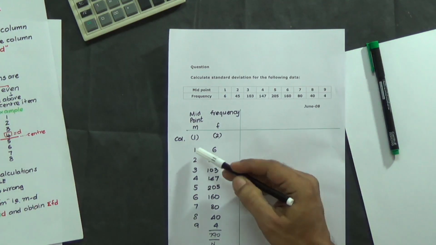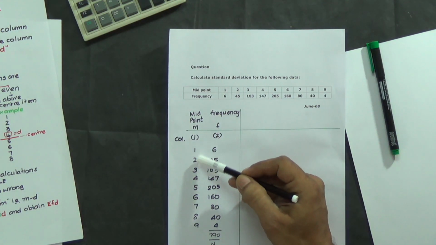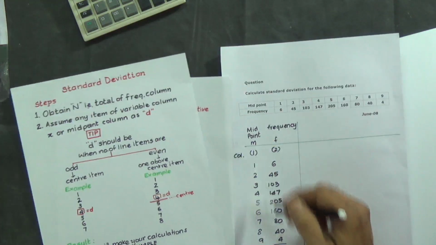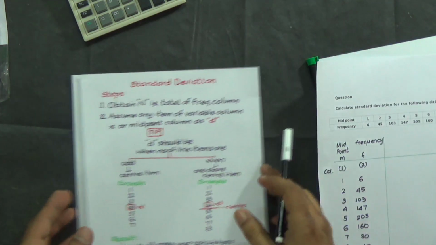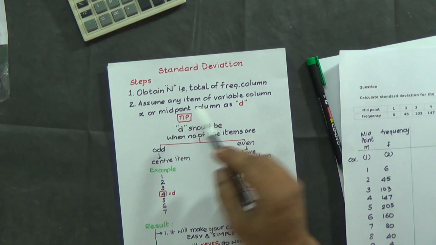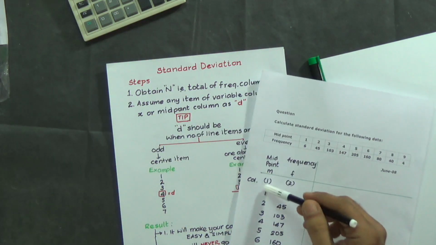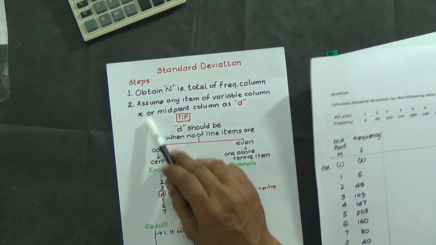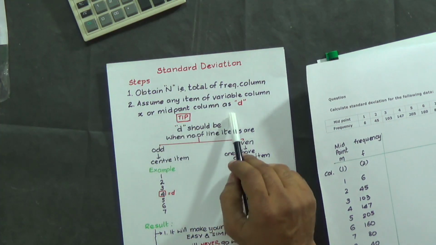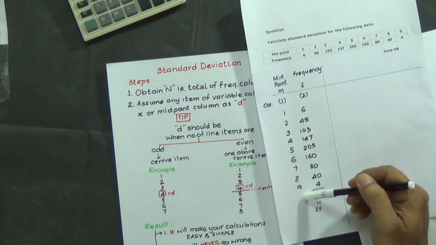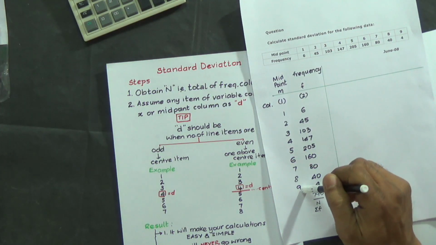Though we can assume anything, 1 or 2 or any item from here to here, and do the sum, there's a small tip. Even though you assume anything, you'll get the same answer. Second step is assume any item of the variable column, of this column of x or midpoint column, as d. Assume one of them to be d. Here, what to assume as d is the question.